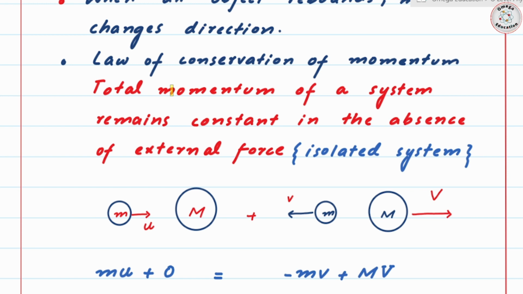So for the law of conservation of momentum, total momentum before collision equals the total momentum after collision in the absence of external force, or you can simply say in an isolated system. When we use the words isolated system, it means a system where there's no external force. So the momentum remains conserved. Conserved, once again, means something that doesn't change.